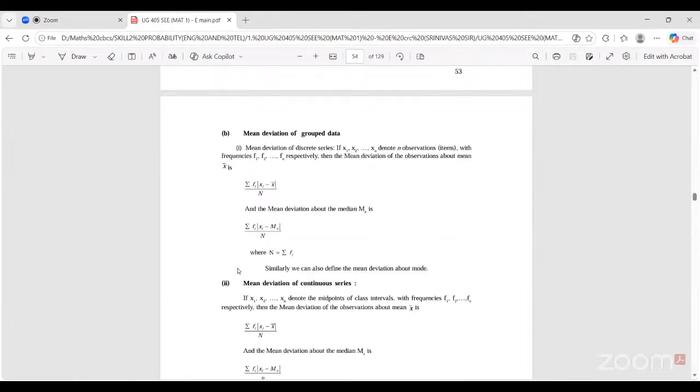The mean deviation for grouped data. For a discrete series x1, x2, up to xn, denoting n observations, the mean deviation about the mean is summation of f |x minus x bar| by n. And the mean deviation about the median is summation of f |xi minus M| by n, where N is the summation of f. Similarly, we can also define the mean deviation about the mode.